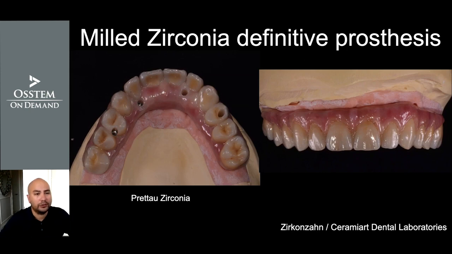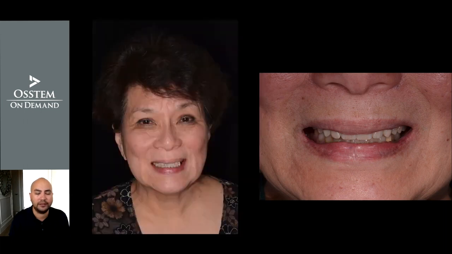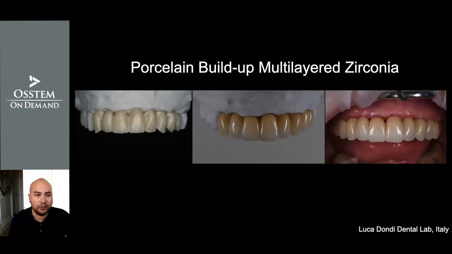Next, let's look into milled zirconia definitive prostheses. Like in this case, we have a pre-tau zirconia with excellent aesthetic outcomes. And then we have a monolithic zirconia, and then we have a more sophisticated solution, which is the porcelain build-up on a multi-layer zirconia.